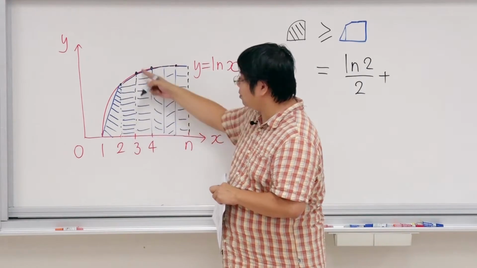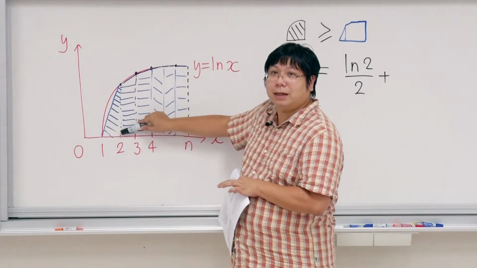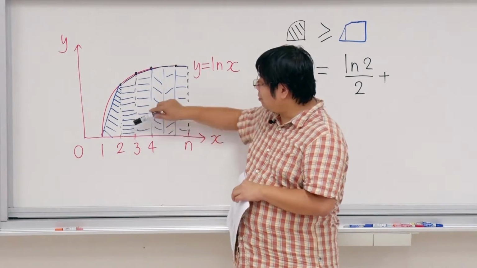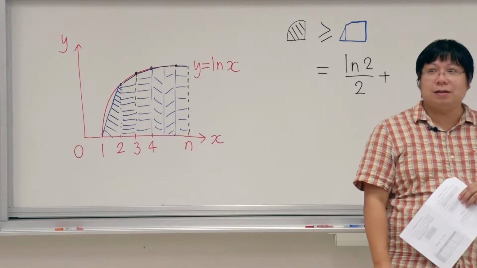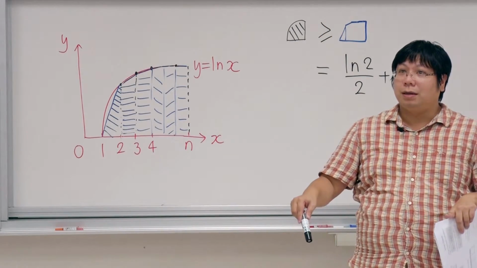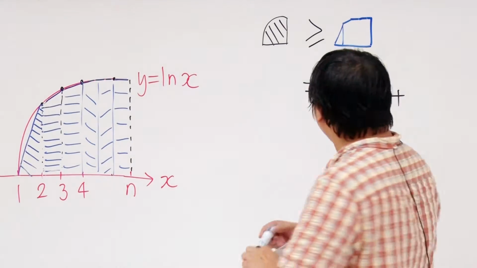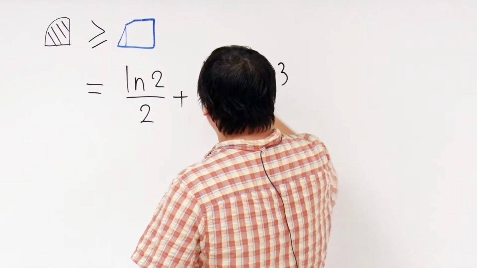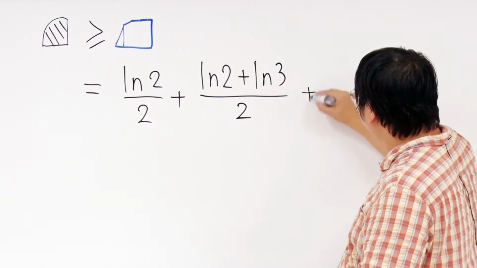How about the next one? How about this one? What is the area of this one? You have the top part plus the bottom part. You add up these two, multiply with the height, and divide it by 2, right? So it's going to be log 2 plus log 3, this number multiplied with 1 and then divided by 2. So it is just log 2 plus log 3 divided by 2. Is that okay? Good.